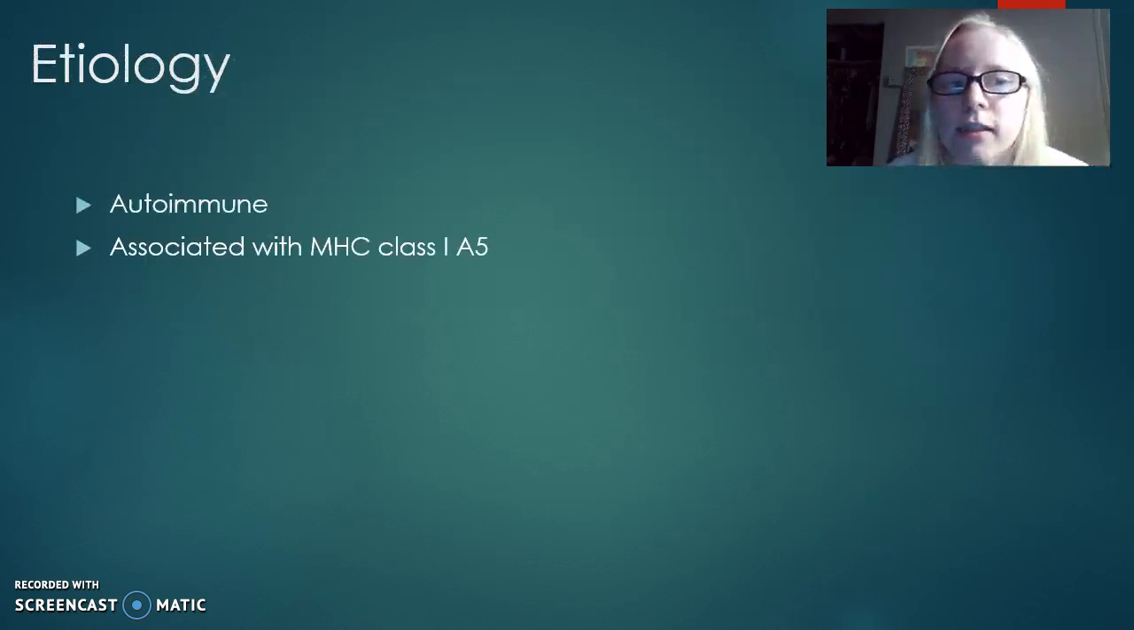The etiology of the disease is autoimmune. It's often seen with other autoimmune diseases, and it's associated with the major histocompatibility complex, class 1A5.